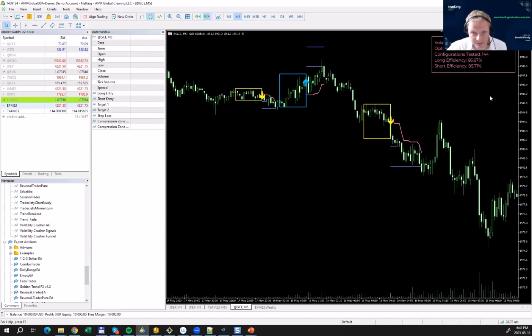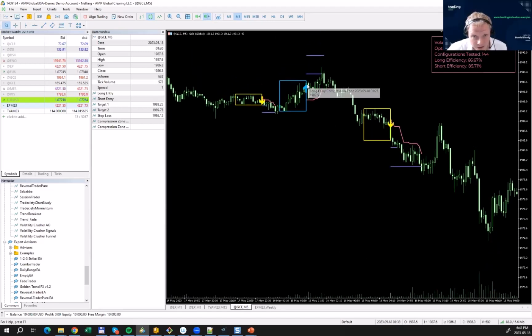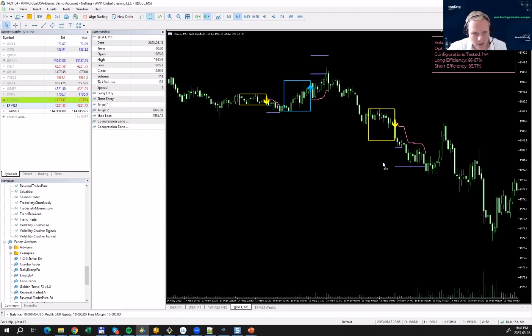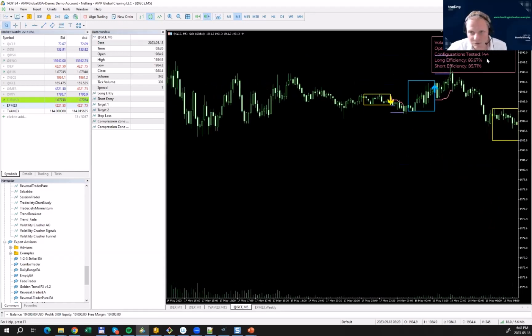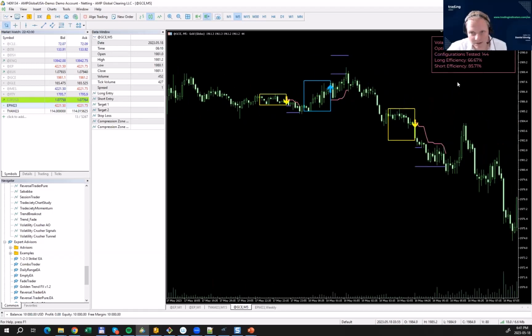Here we had a couple of nice long trades. Here we had a case which was quite interesting. We had a long trade which first hit the first profit target. So we booked partial profits here, but then hit the trailing stop. So this was basically perhaps a break-even trade or perhaps a slight winner. All right, perfect. And again, this was done in simplified mode. And we can see here long efficiency of 66 and short efficiency of 85%.